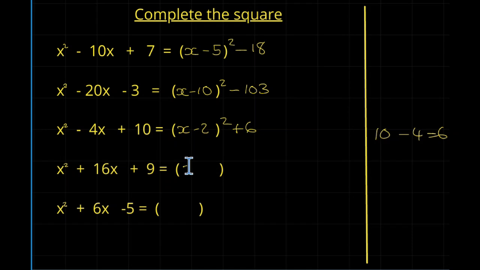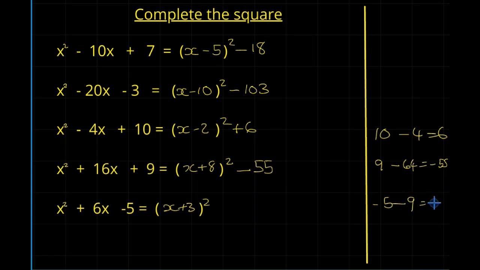This one is x plus 8 squared. We need a 9. We take away the 64, which is minus 55. So we need to minus 55. Last one then, x plus 3. Let's square it. We want a minus 5. We have to take away 9, so that's minus 14.